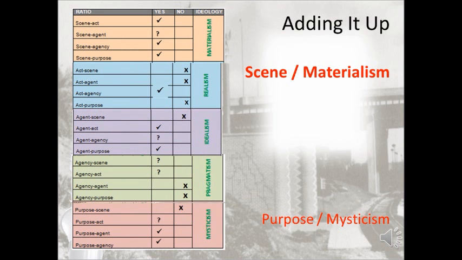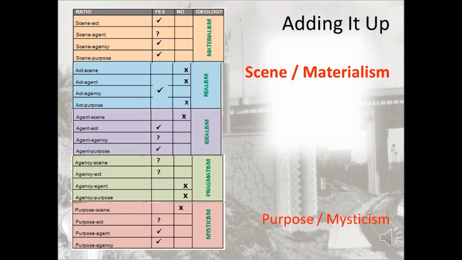Now that we've completed that very long step 1, let's do step 2, which is pretty simple. Scene got the most check marks, so I'm going to say that this event was scene-dominated, thus enacting an ideology of materialism, which I'll explain on the next slide. I do believe that purpose was a secondary influence to scene, which Burke says enacts an ideology of mysticism.